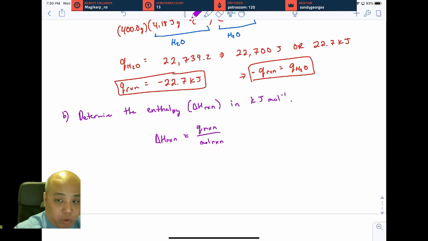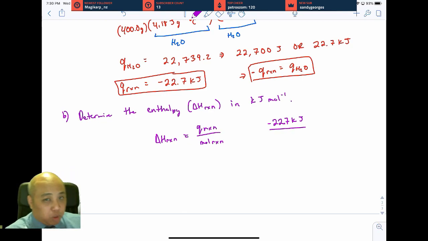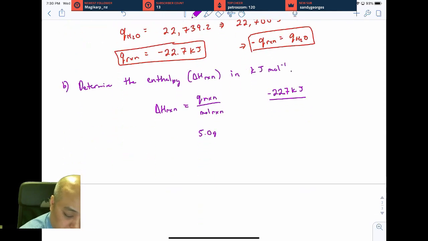And so here we're going to use our negative 22.7 kilojoules, and we're going to divide it by the moles of reaction. The moles of reaction is not the water anymore. It is of the sodium hydroxide. The sodium hydroxide is what's releasing that heat. And so here you're going to want to convert that. Oh wait, I think I said 5 grams, didn't I? I said 5 grams, yeah, of NaOH.